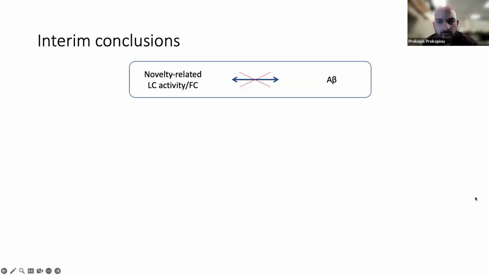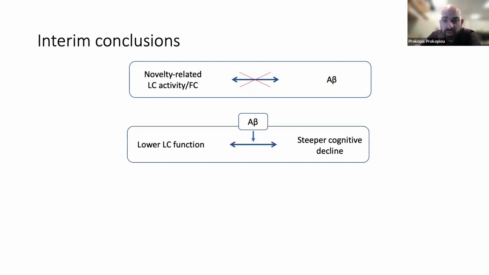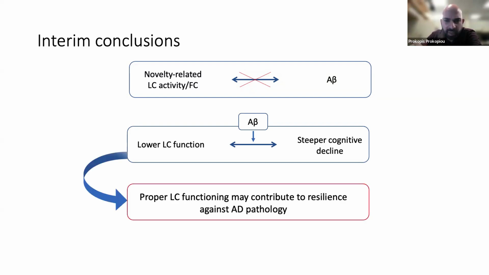Now, in conclusion about this first part of the results, we observed no relationship between novelty-related brain activity or connectivity and amyloid, but we observed that lower novelty-related LC function was related to a steeper amyloid-related cognitive decline. In particular, greater LC activity and connectivity were related to slower cognitive decline, suggesting that proper LC functioning may contribute to resilience against AD-related pathology.